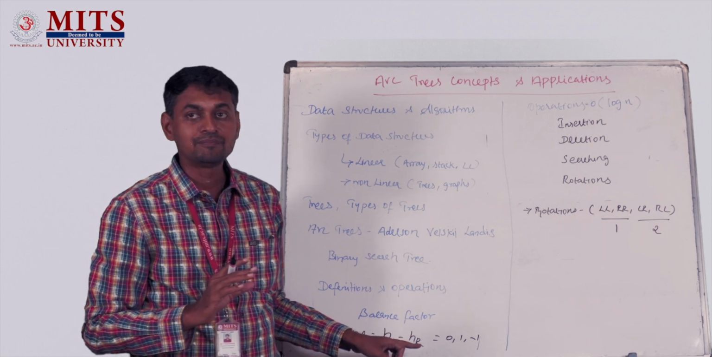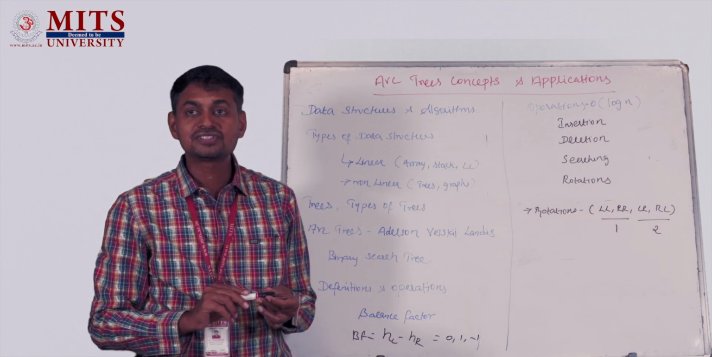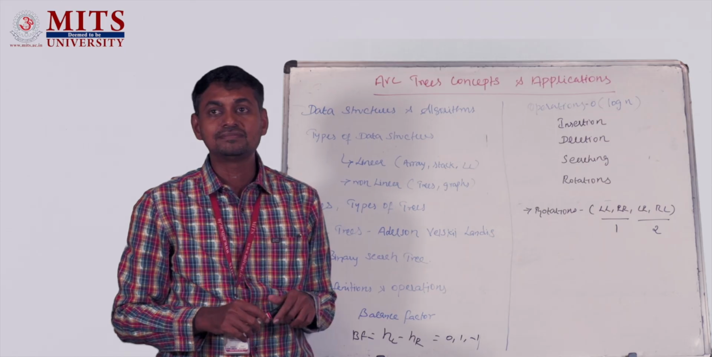These rotations have to be performed when any balance factor violation is happening in the tree. Now we are going to see how the insertion operation is going to happen with the tree.